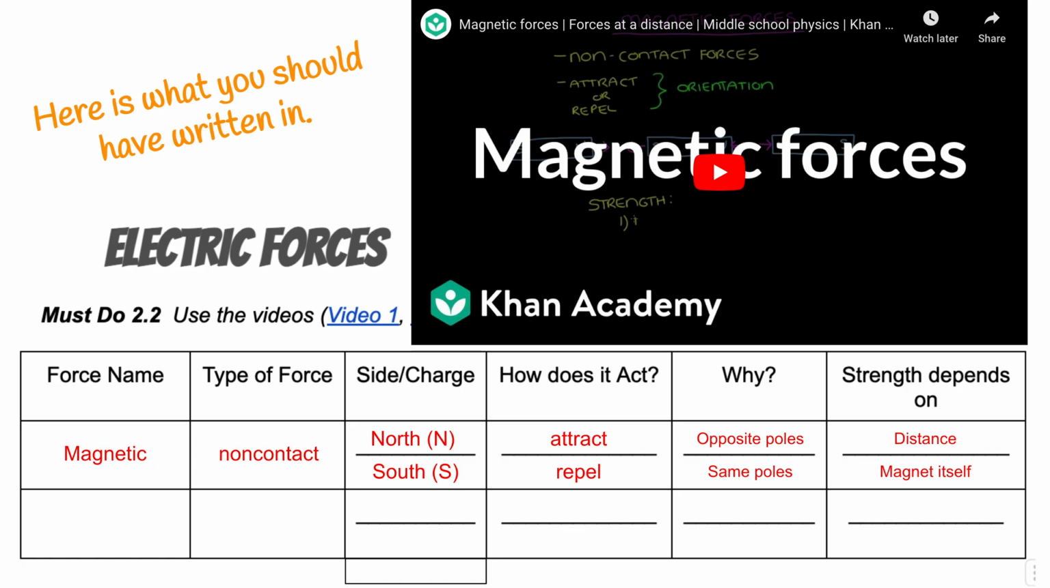On the magnet, each magnet has two sides, a north side and a south side. These magnets can attract or repel. Now, it can attract by having opposite poles pushed together, or repel if the same pole is facing each other. And the strength of the magnetic force depends on distance and the magnet itself.